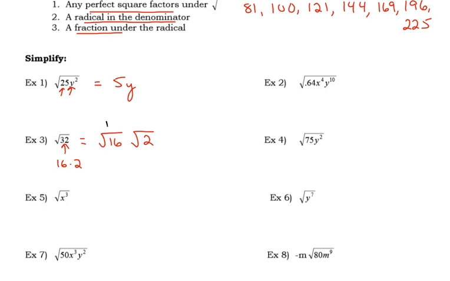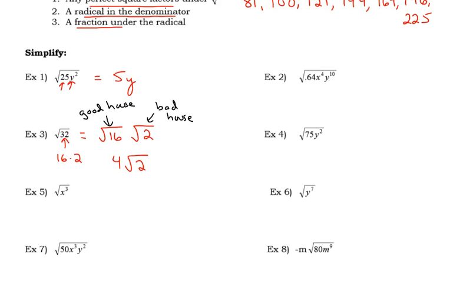Now, we're going to call this the good house, and we're going to call this one the bad house. The reason we do that is because the good guy is the perfect square, and when you're good, you get to come out of the house. If you're good, you can come outside, but if you're bad, you have to stay in the house. You're grounded. So the good guy comes out of the house, so the square root of 16 is 4. The bad guy stays in the house, the square root of 2. So 4 square root of 2 is the same thing as radical 32. You can put the square root of 32 in your calculator and get the same number as 4 radical 2.